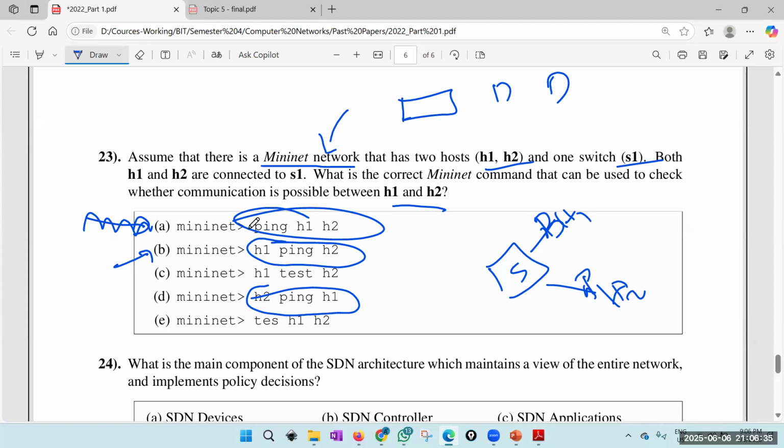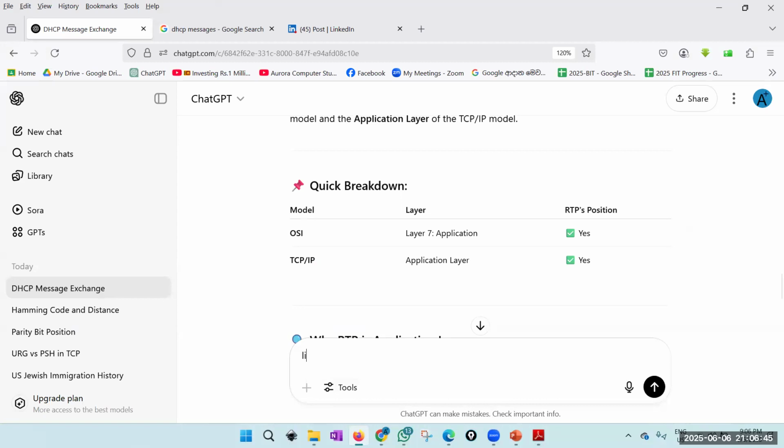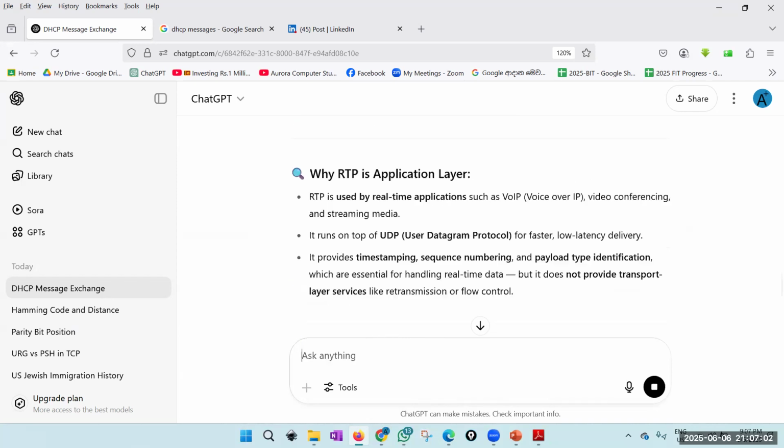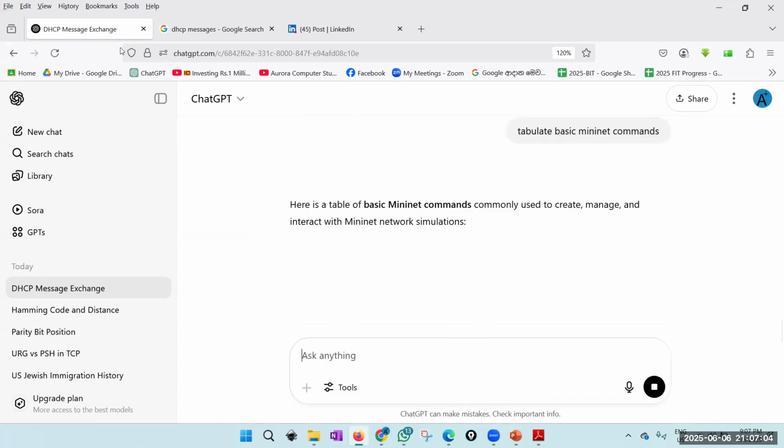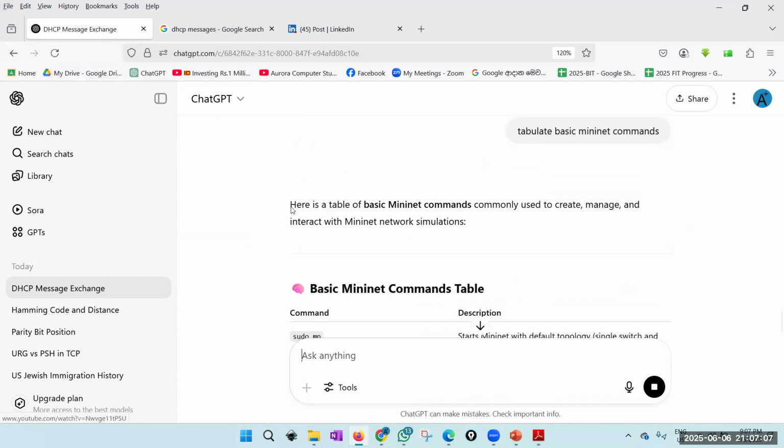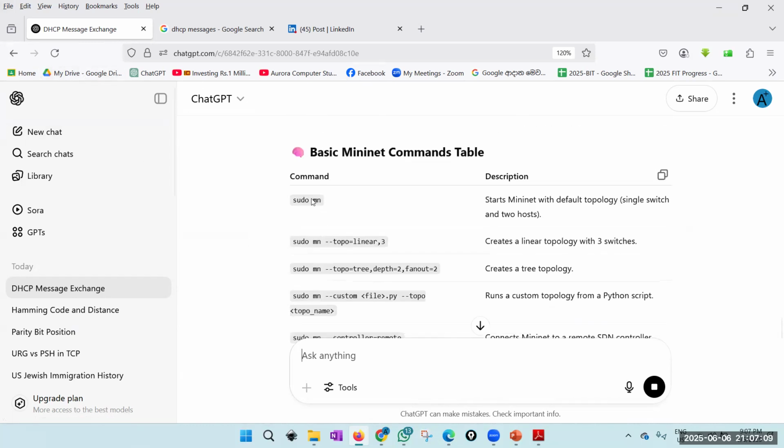Maybe you can ask: list down, briefly or tabulate, the basic Mininet commands, because the examiner might ask a few more, right? The examiner can ask some other commands also. So just make a note of that.